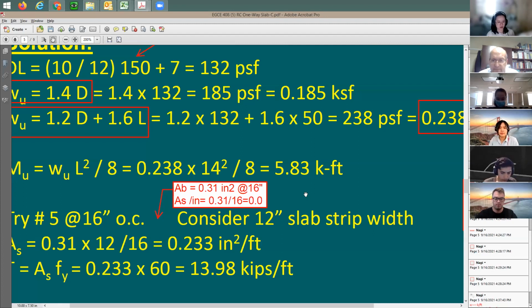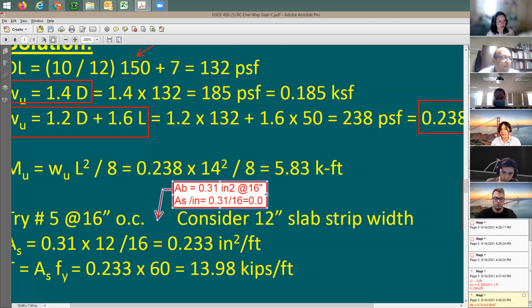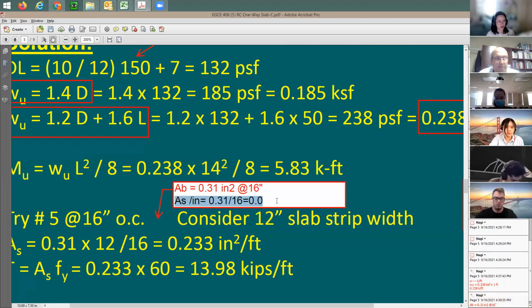Yes? 0.019. Okay, good. Square inches per what? Per inch. Does it make sense? Are you following me on why it is per inch? Because I have this 0.31 square inches repeated at each 16 inch.